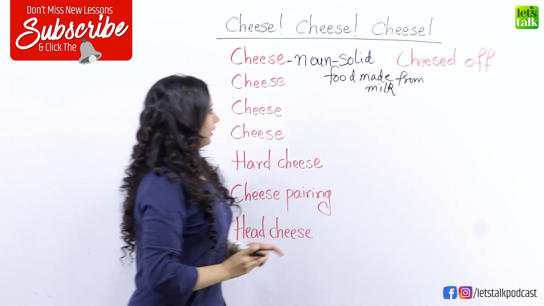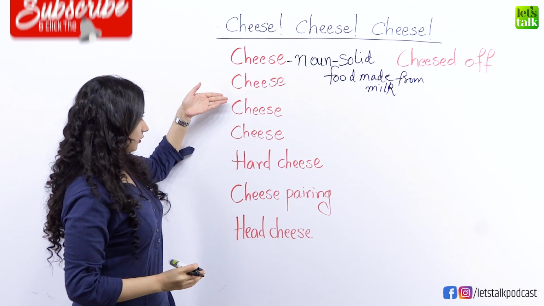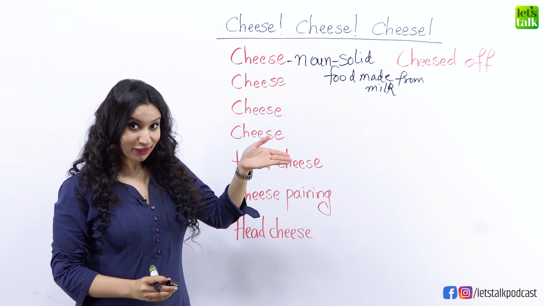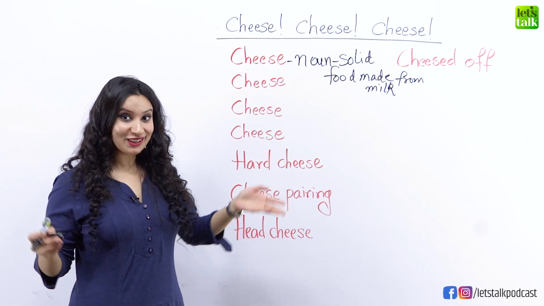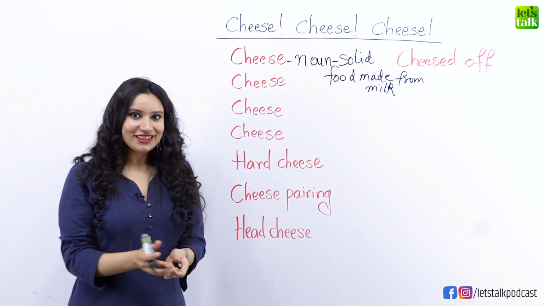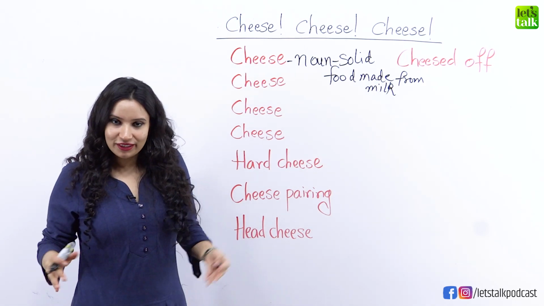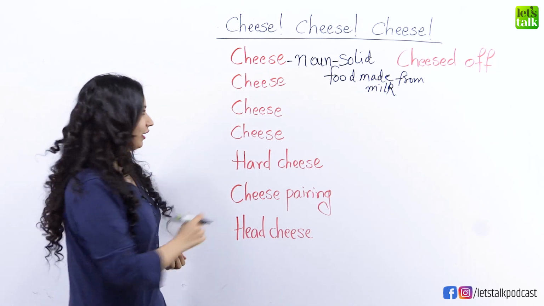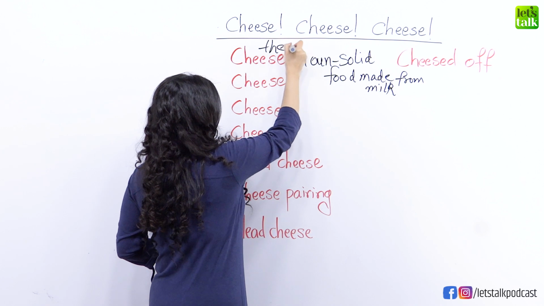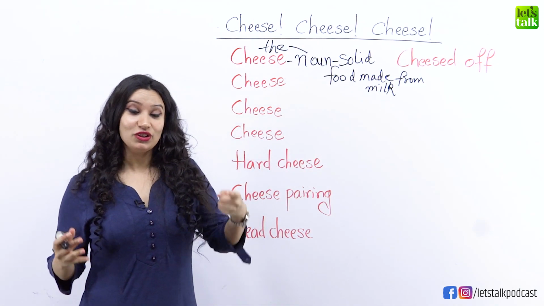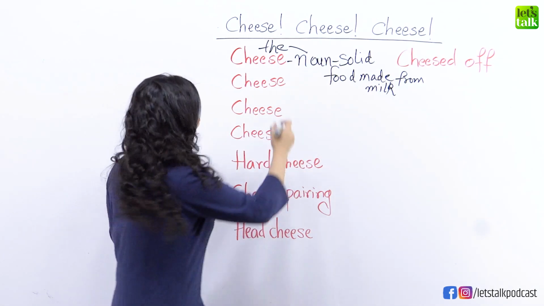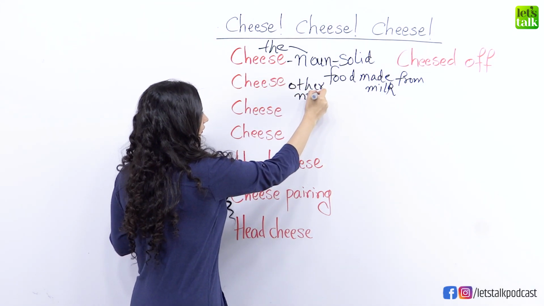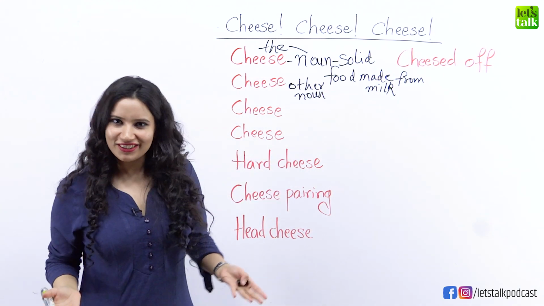Okay, now the next one that we have is cheese and cheese and cheese. Do you remember? I told you in the beginning of the lesson that the word cheese has many meanings. You know what? Cheese as a noun itself can also have a different meaning. So this is cheese the noun. And now we have cheese, the other noun. Okay, and you must be like, enough of grammar. What is this other noun?